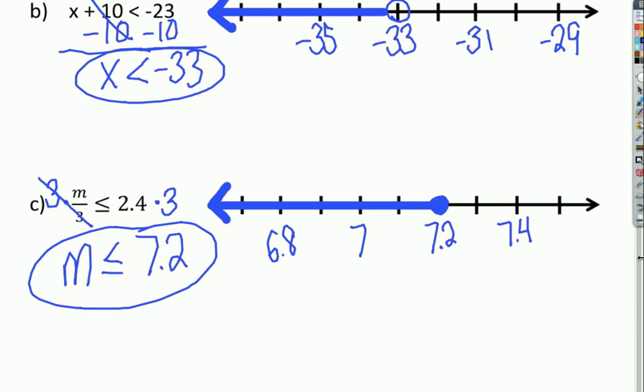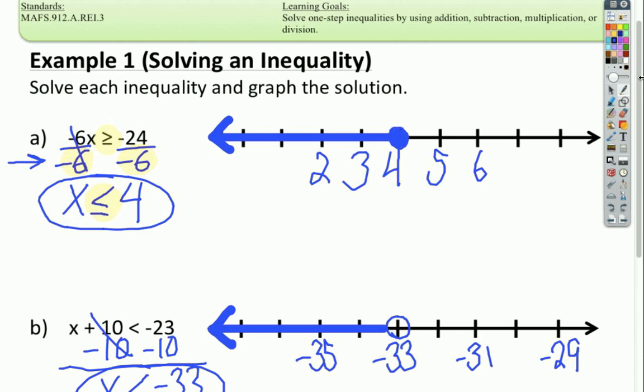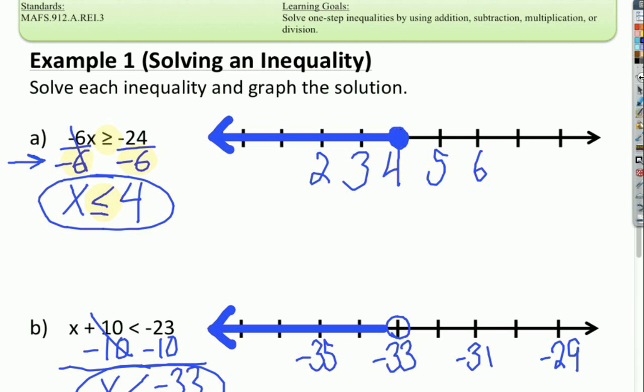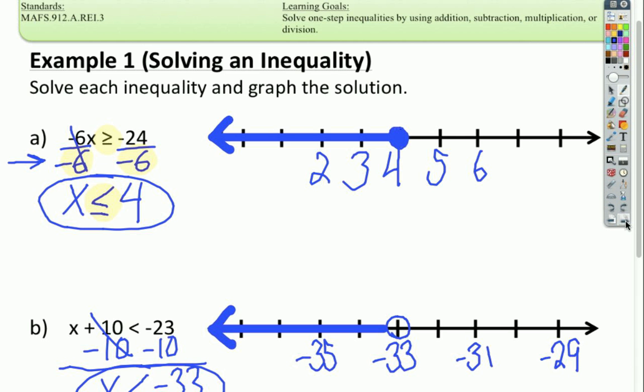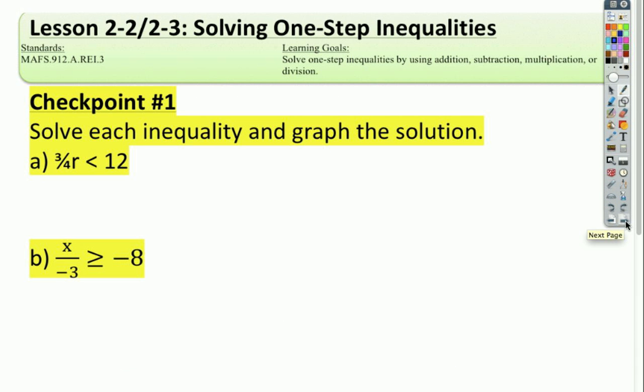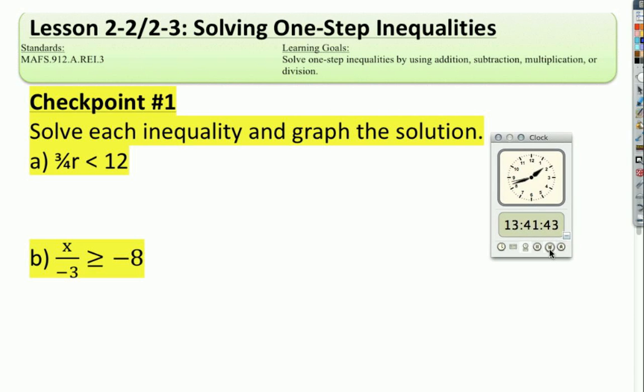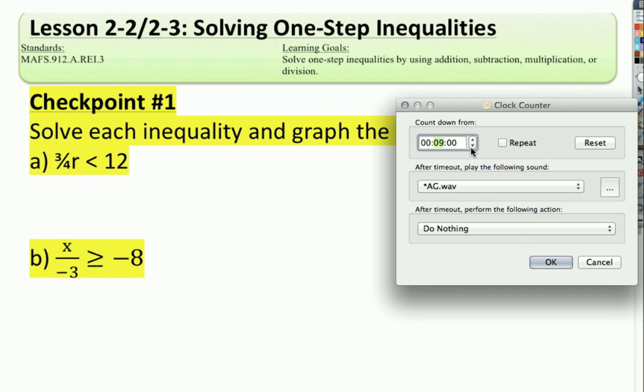Does anyone have any comments or questions on solving an inequality? All right, checkpoint number 1. You're on your own. Solve these two and graph them. So solve, find the algebraic solution, graph it, and then move on to the next question. You've got 3 minutes for 2 questions. That's a minute and a half per question.